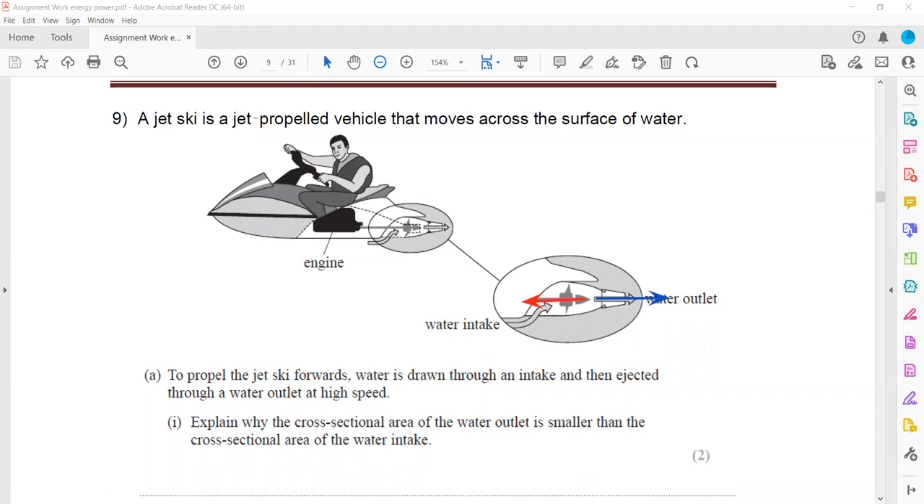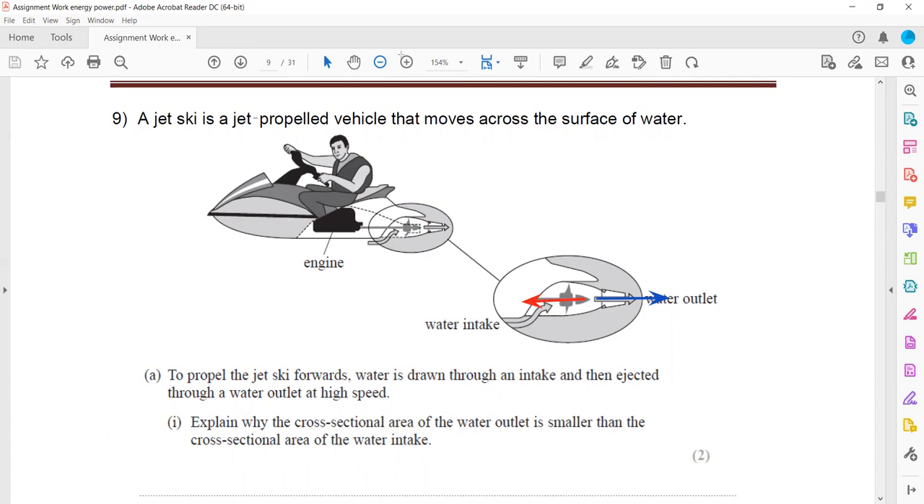And due to this, it will create a resultant force on the jet ski. And when there is a resultant force, what will happen? The jet ski starts to accelerate.